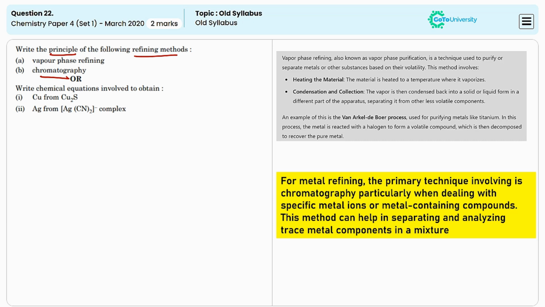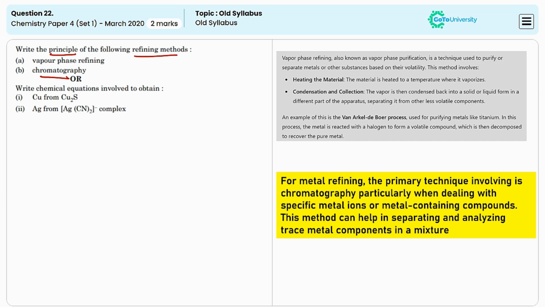The second one is detection and analysis. It helps in detecting trace metals and impurities in metal samples. Techniques such as ion exchange chromatography and liquid-liquid extraction chromatography can also be employed. The third one is purification. Although not common, certain chromatography techniques might be adapted for purifying metal compounds in specific cases.